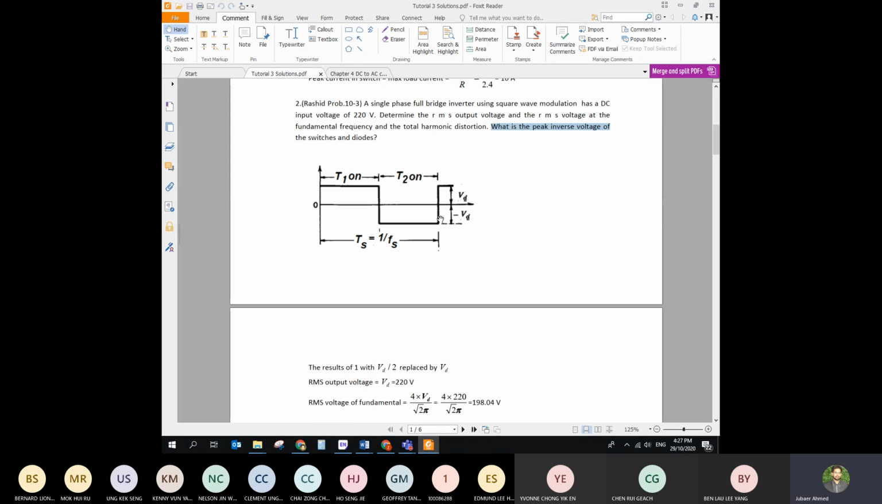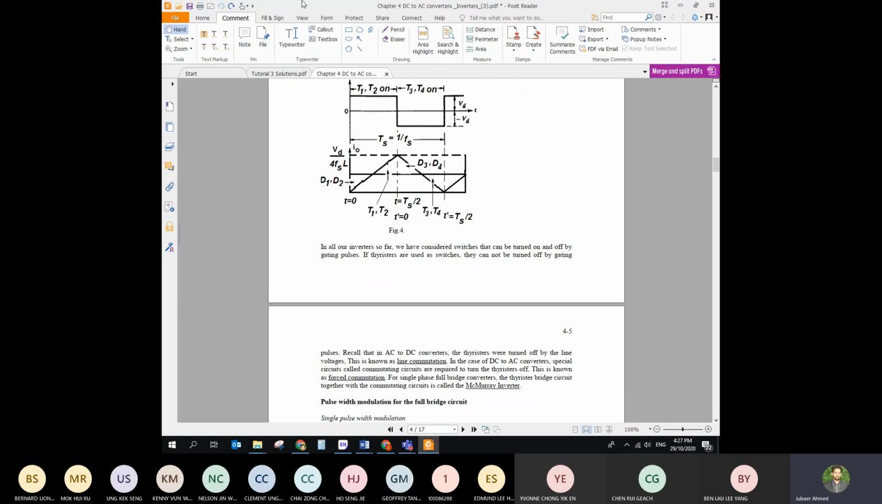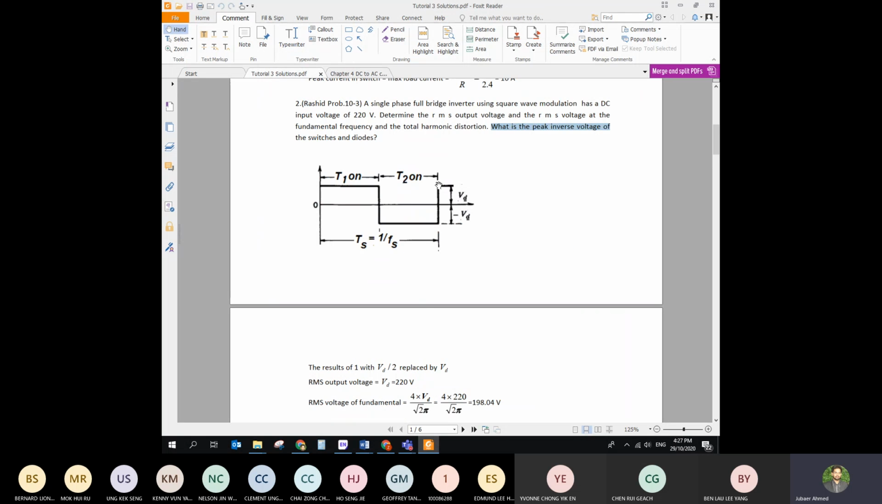220 volt. Okay, so the voltage at the output is going to be 220, but forget that notation. This notation is wrong. It should be T1 and T2, and this is T3 and T4. This one is correct. So this is the exact notation that we have to use. Now look at the solution.